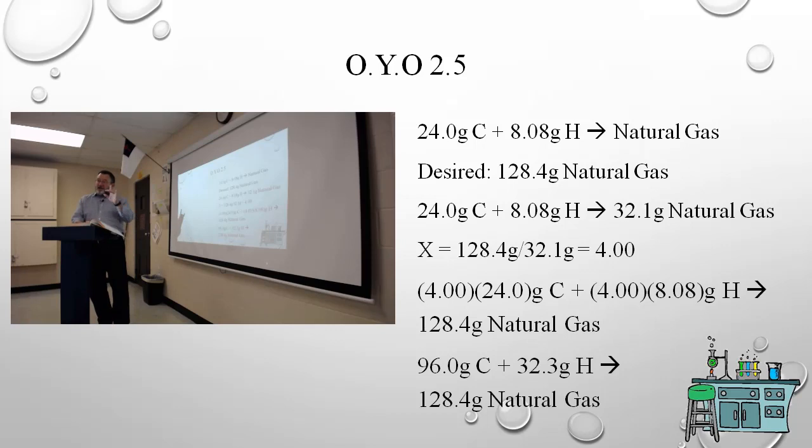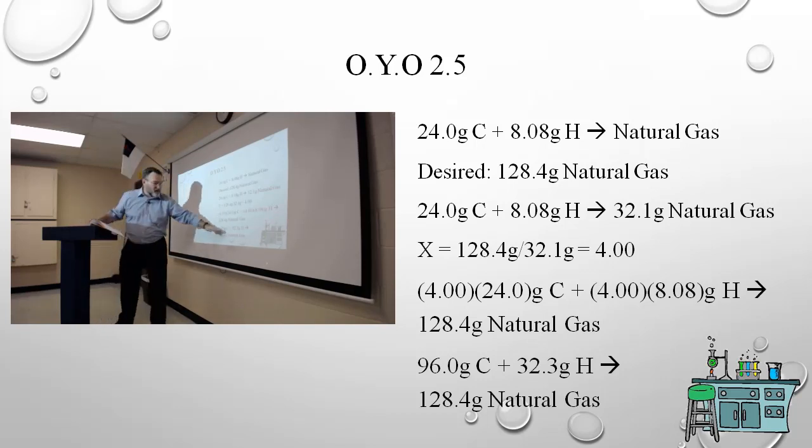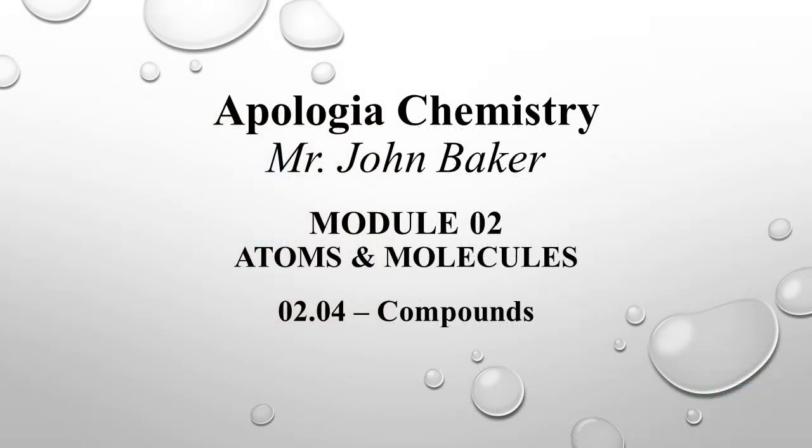If I asked you, if you combine 96.0 grams of carbon and 32.3 grams of hydrogen, it'll produce how much natural gas? And you came back and said 128.3, that would be right. But because we started with this is how much we're going to make, and we came up with a multiplier, you apply the multiplier, and you know that within this there's some rounding. And so this is correct for the way we worked this problem.